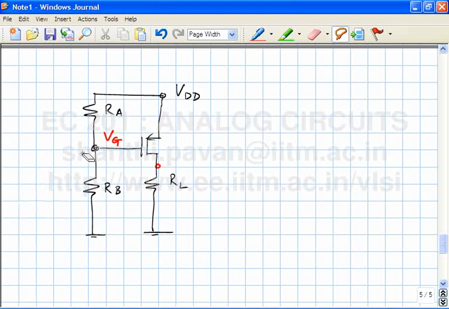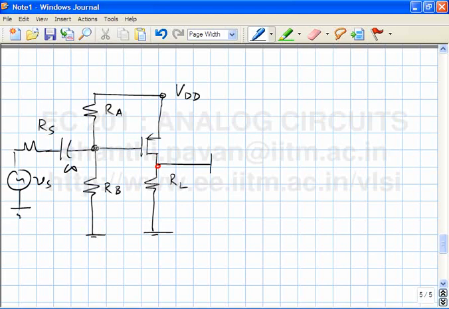Okay, bias the device up properly, figure out the operating point. The next thing is to add the source and the load, if another load where there is no DC current flowing through the load is necessary. So how do you add the source? Infinite capacitor, RS, Vs, infinite capacitor, RL1.